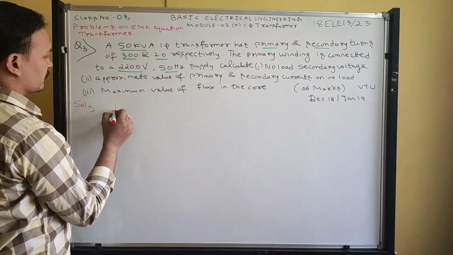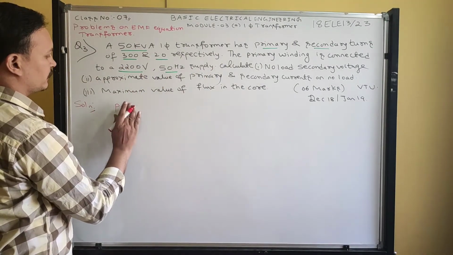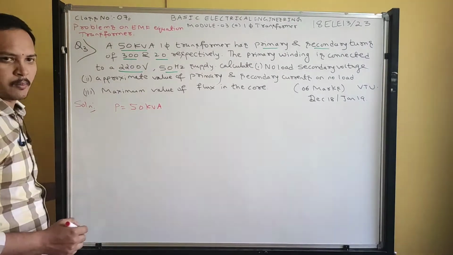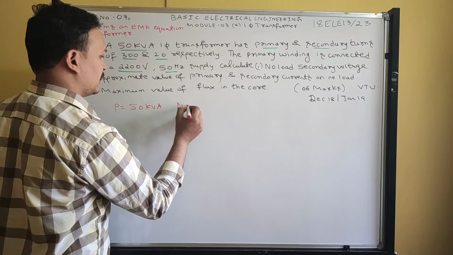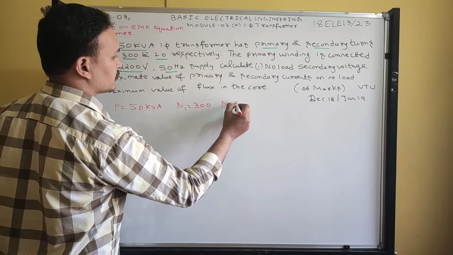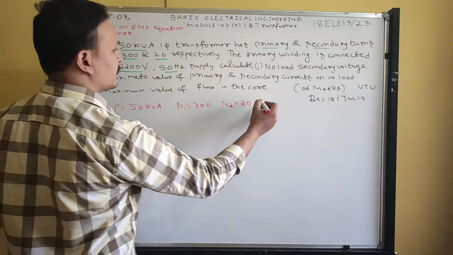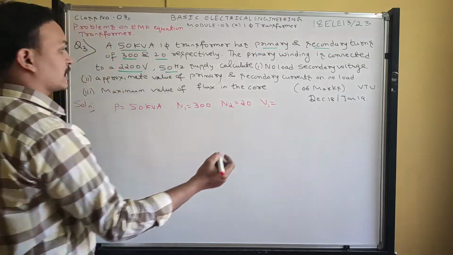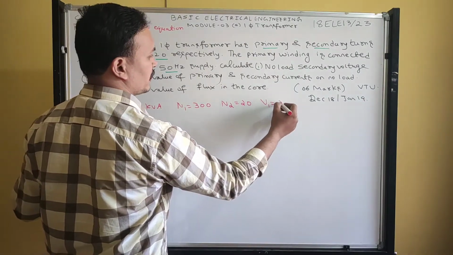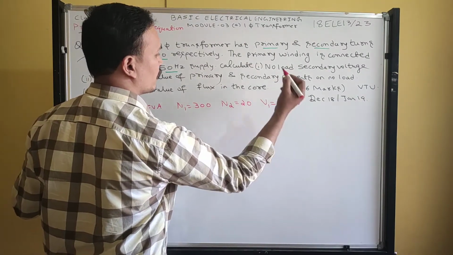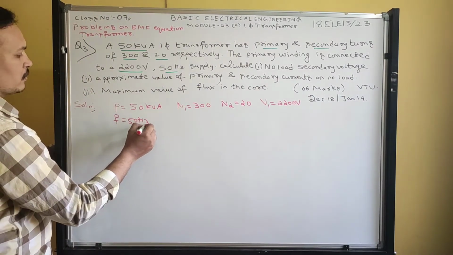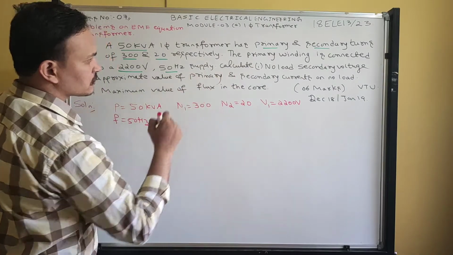So let's look at here. List out the data given first. Power is how much? 50 kVA. Always list out the data and then solve the problem. So number of primary turns, how much? 300. Number of secondary turns, 20. Primary winding connected to how many volts? 2200 volts. What is the frequency? 50 Hertz. What are the questions they are asking? What is the first question?